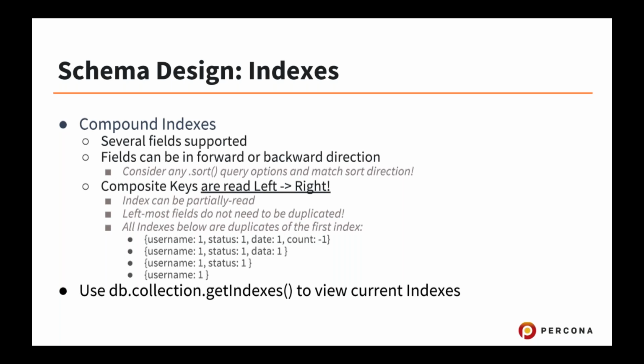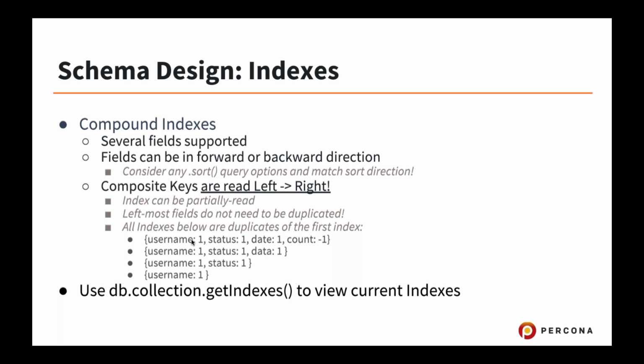And then composite keys are read left to right. So if you only use a piece of the composite, so in this example, on the first example of a composite key I have here, username, status, date, and count. If I do a query only on username, Mongo is still able to use that index and only chop the first quarter of it off.